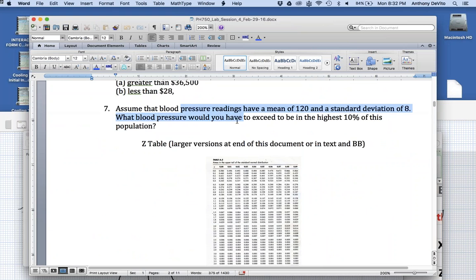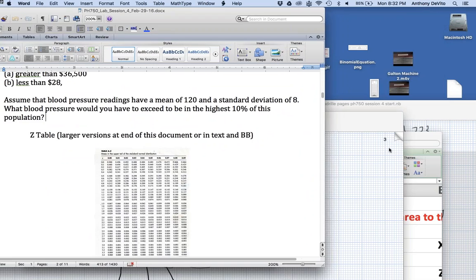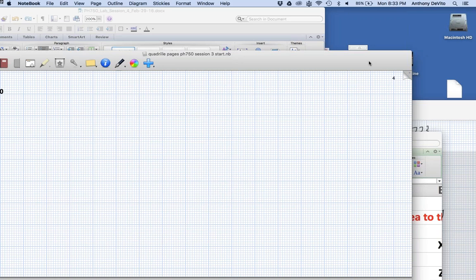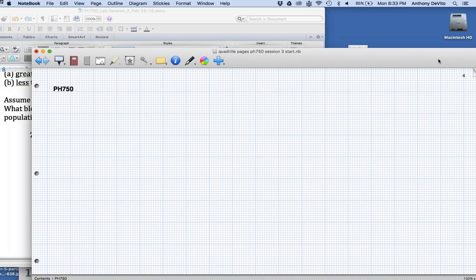Assume that the blood pressure reading has a mean of 120 and a standard deviation of 8. What blood pressure would you expect to exceed the highest 10% of this population? That is different. So now what is that asking you? Let's sketch that. It's kind of taking a look at this problem from the opposite direction, isn't it?